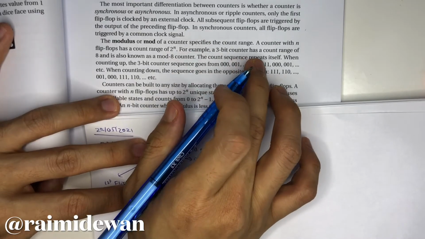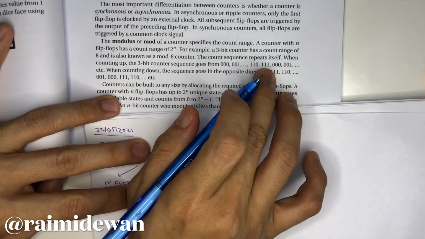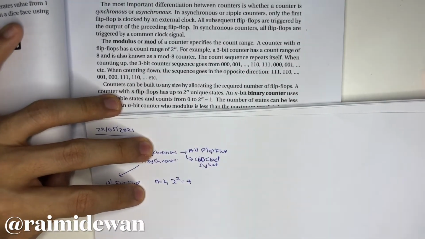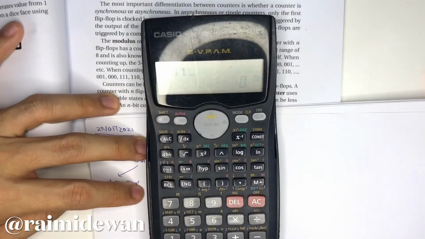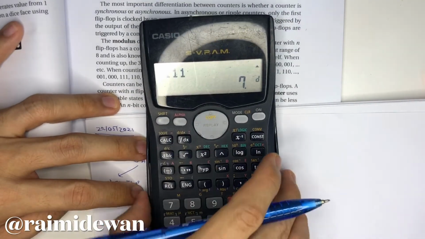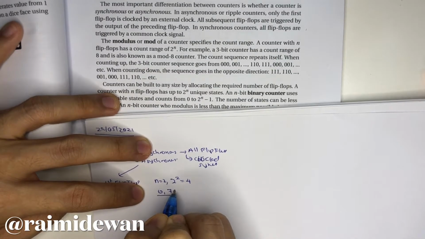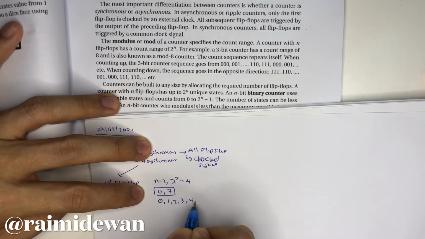The count sequence repeats itself. When counting up, it starts from 0, 0, 0 until 1, 1, 1. What is 1, 1, 1? I use the calculator just to show you. In decimal, it is 7. So it will count from 0 until 7, because 0, 1, 2, 3, 4, 5, 6, 7 is 8 counts.